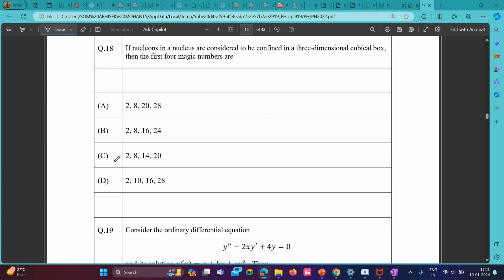Question number 18. If nucleons in a nucleus are considered to be confined in a three-dimensional cubical box, then the first four magic numbers are? Nucleons in a nucleus are confined in a cubical box. So what is the magic number?